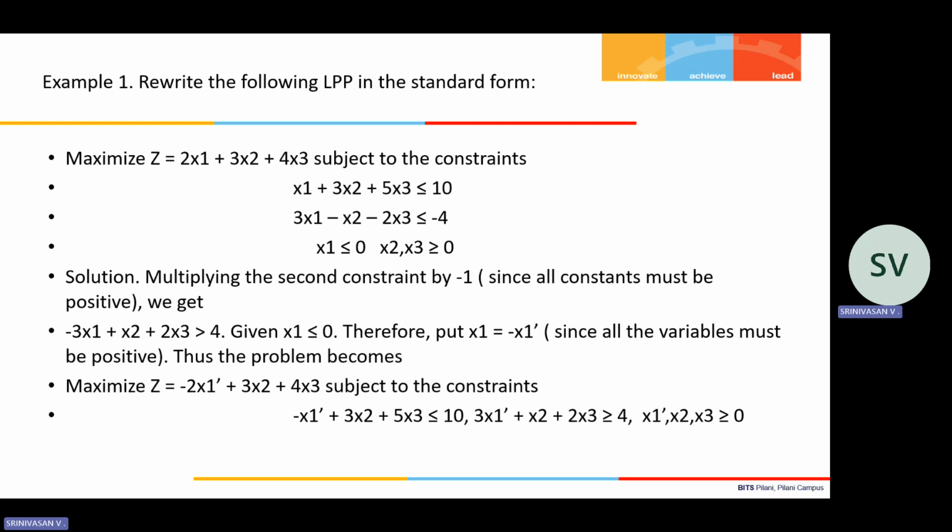Already we have made that. And look at the last, the non-negativity constraints of the decision variables. X1 is less than or equal to 0, but minus x1, that is x1 dash, is greater than or equal to 0. x2 is greater than or equal to 0, x3 is greater than or equal to 0. Therefore, the decision variables non-negativity is reflected now as x1 dash, comma x2, comma x3 greater than or equal to 0. Hope you might have understood now.